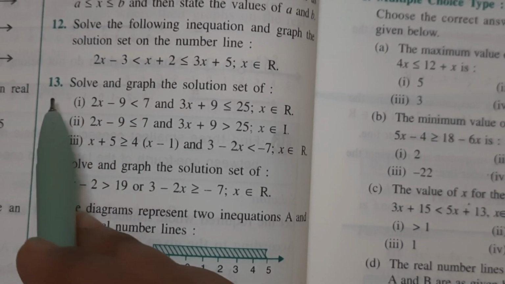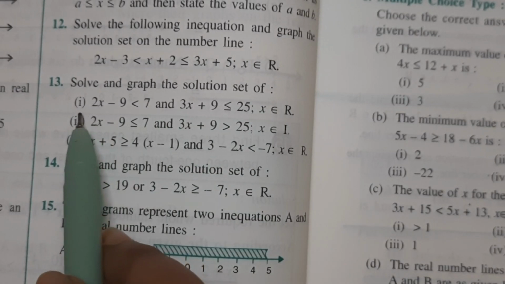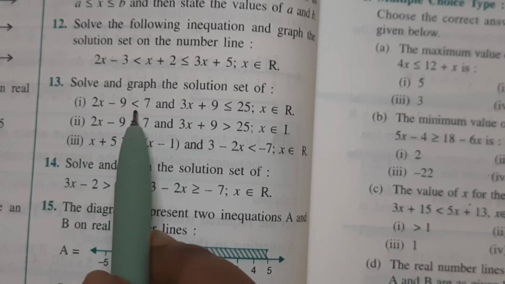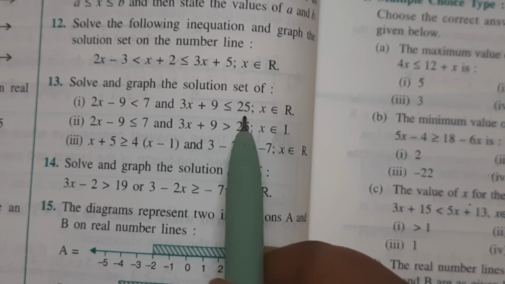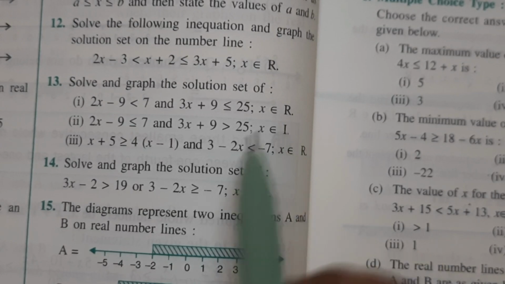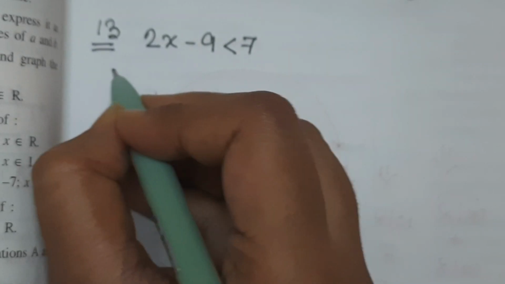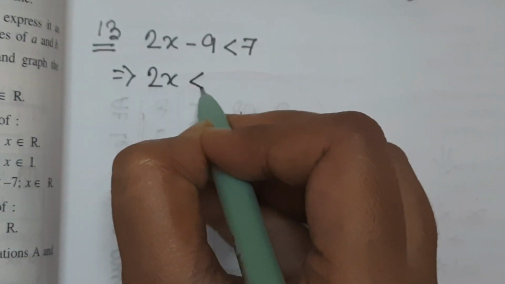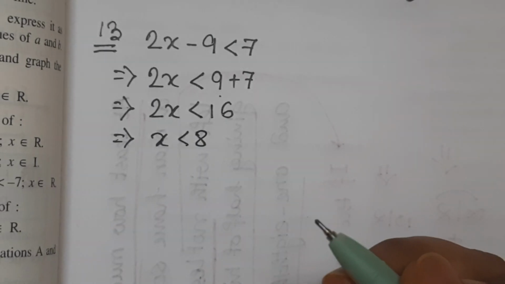Now see question number 13. Solve and graph the solution set. 2x minus 9 is less than 7 and 3x plus 9 is less than or equal to 25, x belongs to R. 2x minus 9 is less than 7. That means 2x is less than 9 plus 7, which means 16. That means x is less than 8.